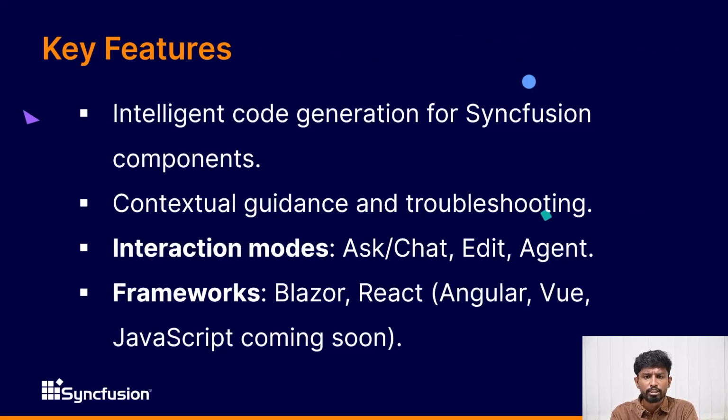First, intelligent code generation. You can ask for a specific component like a Blazor grid with filtering and get accurate code instantly. Second, they offer contextual guidance, pulling from Syncfusion's extensive documentation. Third, they support multiple interaction modes: ask or chat for quick answers, edit for refining code, and agent mode for automated tasks. Currently, they support Blazor and React, with Angular, Vue, JavaScript, ASP.NET Core, .NET MAUI, and document solution support coming soon.